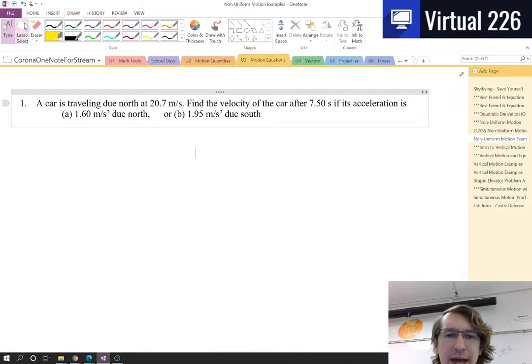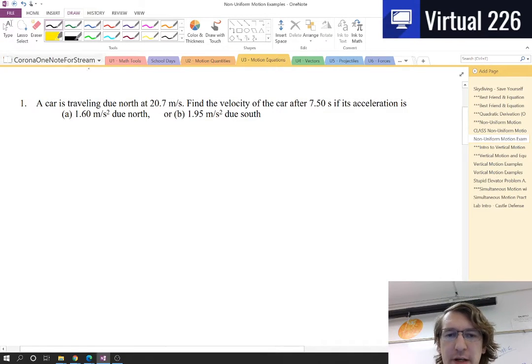Okay, so we're looking at the C1 problems from Unit 3. These are non-uniform motions. So what we have is a car traveling due north at 20.7 meters per second. We're looking for the velocity of the car after 7.5 seconds if the acceleration is, well, 1.6 meters per second due north, and then for part B, 1.95 meters per second squared due south.